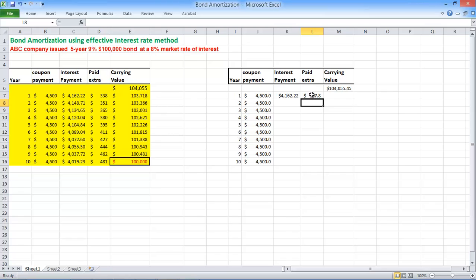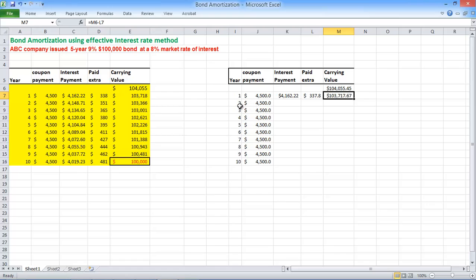Here you have 337. So we pay this excess, and it's going to reduce our balance. You see this? This is reducing our balance because we're paying extra. So our book value is now $103,717. If we sell this in the market, we're going to get this much for our bonds.